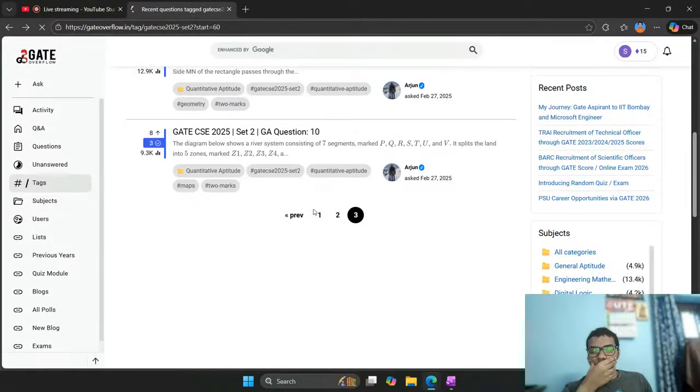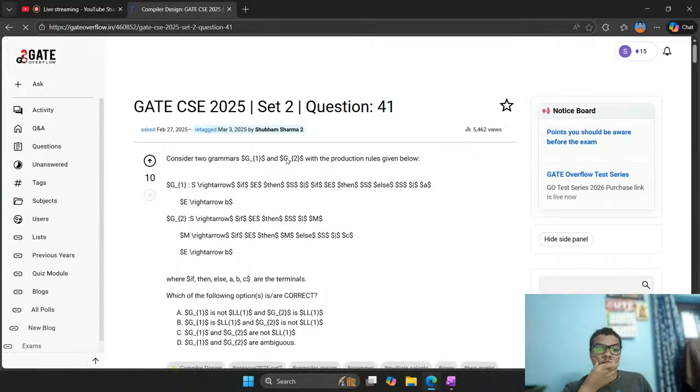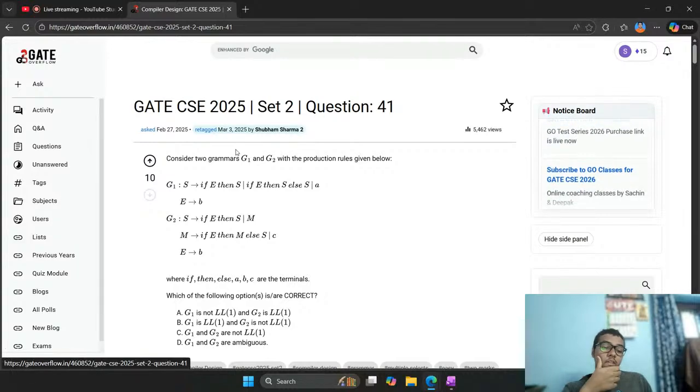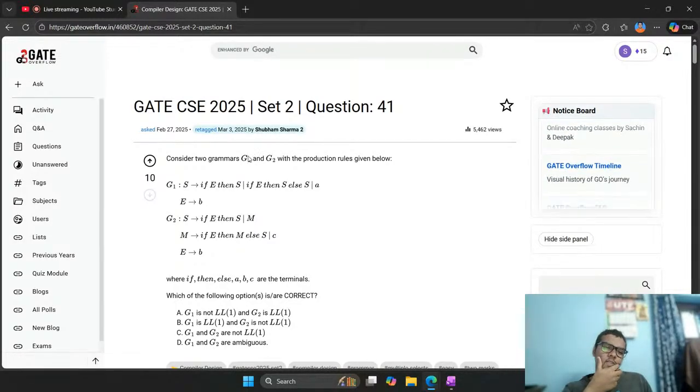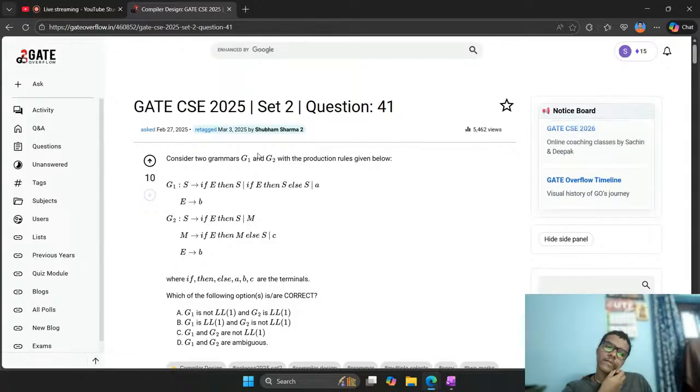So, we will now come to the subjective questions. The order doesn't matter. Two grammars, G1. G1 is: if E then S, and if E then S else S. Where if, then, else are terminals.